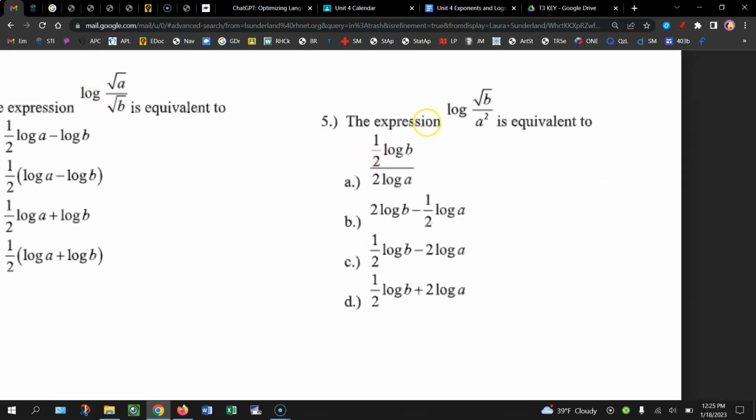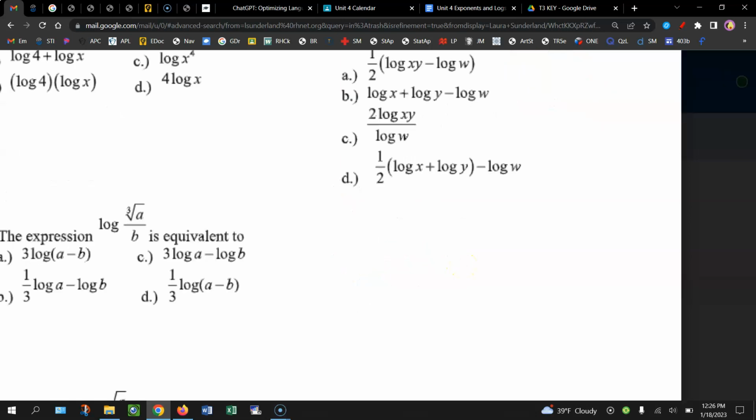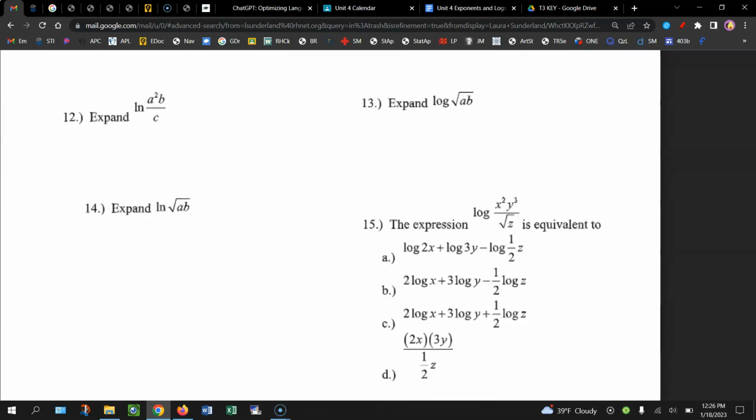All right, question number 5. You have the square root again. So this is really b to the 1/2 power. That power rule, that comes down front and multiplies. So that's out. So it's going to be 1/2 b, which we see in both choice C and D and choice A. When you see division, you do subtraction. So A is out. And then that exponent or that power of 2 comes down front and multiplies. So it's going to be choice C, 1/2 log B minus 2 log A. All right, let's do one more with you.